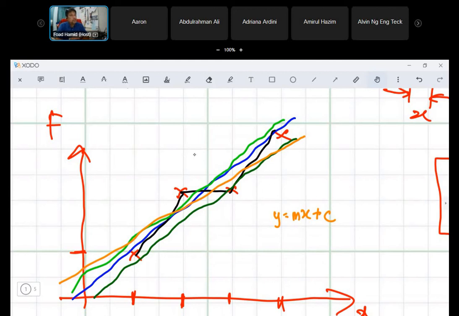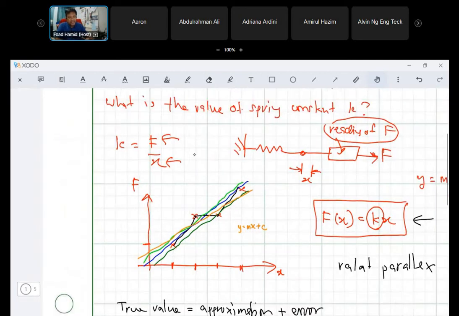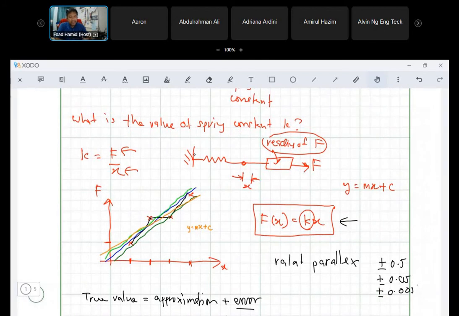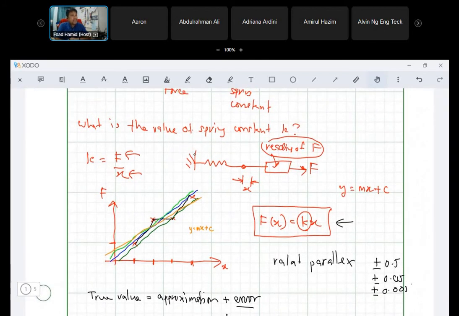So we need to find the one with the least error. Again, in numerical methods, what we want is to have our approximation with the least error. Because when our error is the least, our accuracy is better. This is the idea behind what we call regression.